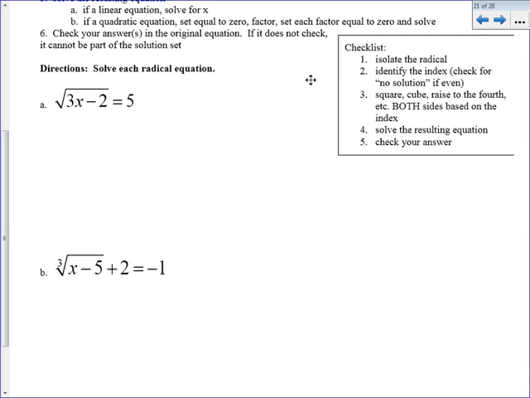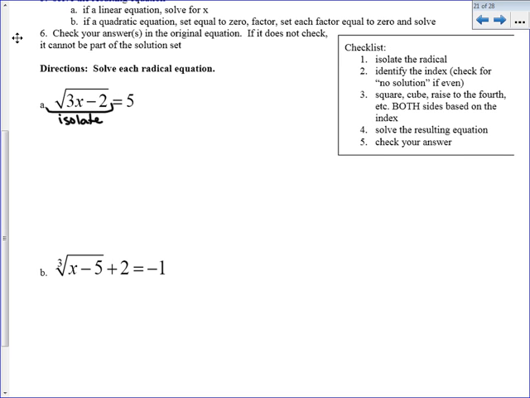So what we're going to do, I summarized it in this little checklist here. First thing we need to do is isolate the radical, meaning on this side of the equation, there can only be one radical. There shouldn't be anything that's added or subtracted or multiplied that's not part of the radical. So everything's underneath here, so we're all set.